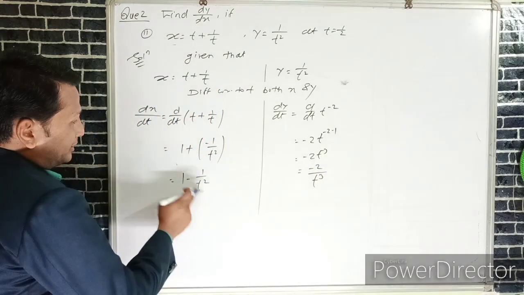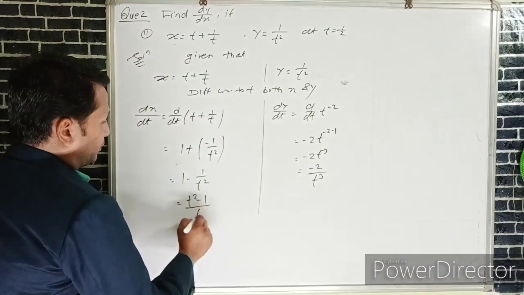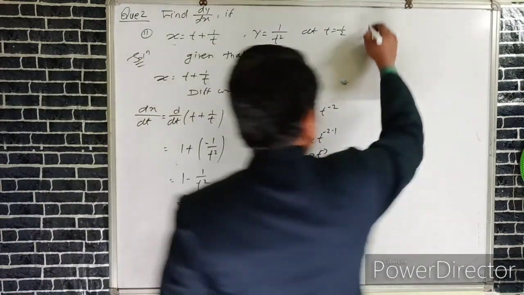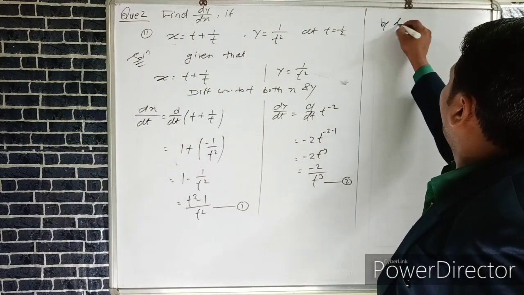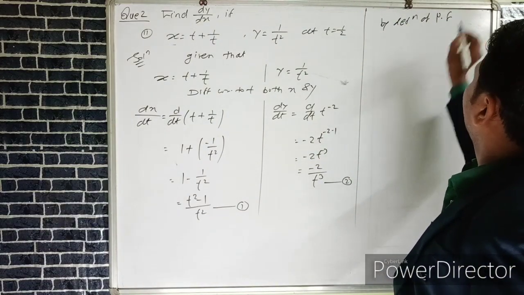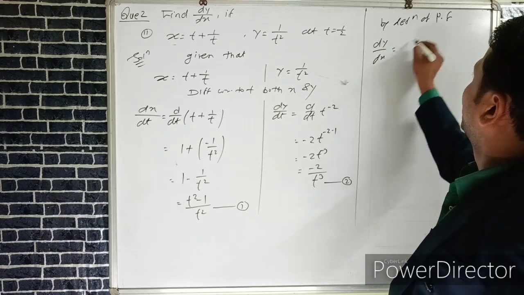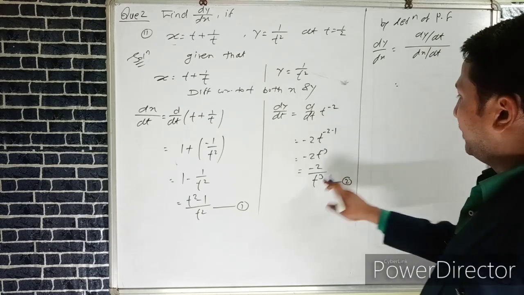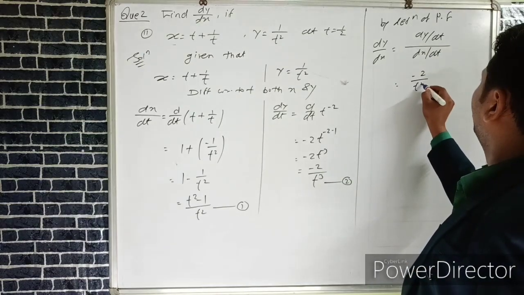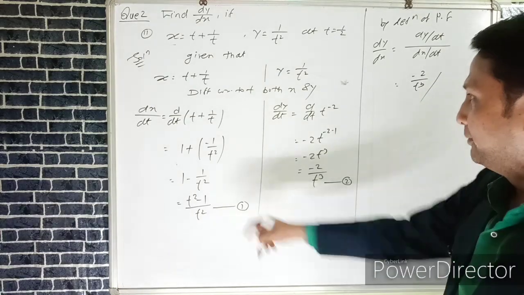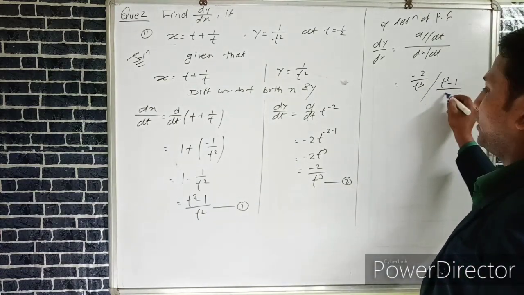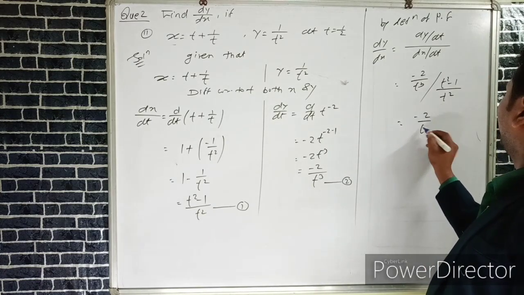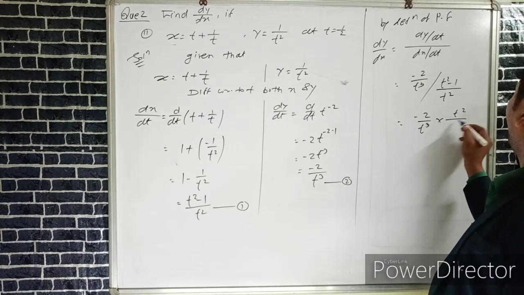Similarly, we can write here t square minus 1 upon t square, which is the value of dx by dt, and minus 2 upon t cube is the value of dy by dt. By definition of parametric function, we can write dy upon dx is equal to dy by dt upon dx by dt. The value of dy by dt is minus 2 upon t cube. Here we can write the value of dx by dt is t square minus 1 upon t square. If we write minus 2 upon t cube into t square upon t square minus 1.